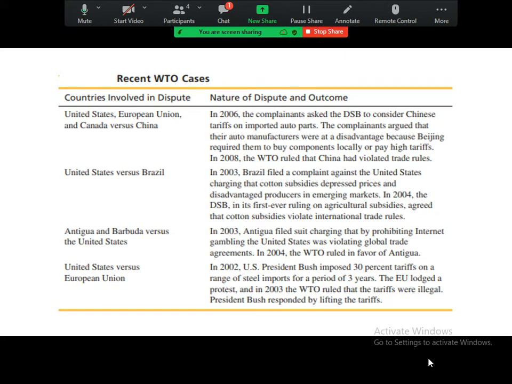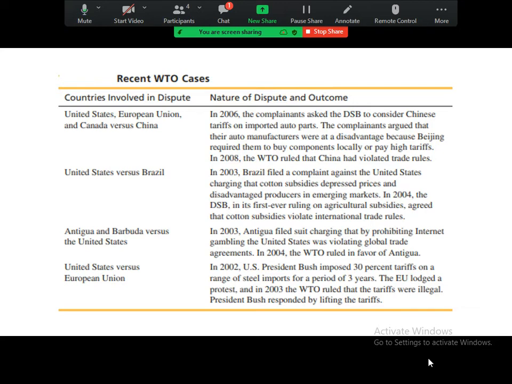The successor of GATT, that is WTO, the World Trade Organization, came into existence on January 1st, 1995, from its base in Geneva, Switzerland. The WTO provides a forum for trade-related negotiations among approximately its 153 members. The WTO staff of neutral trade experts also serve as mediators in global trade disputes.